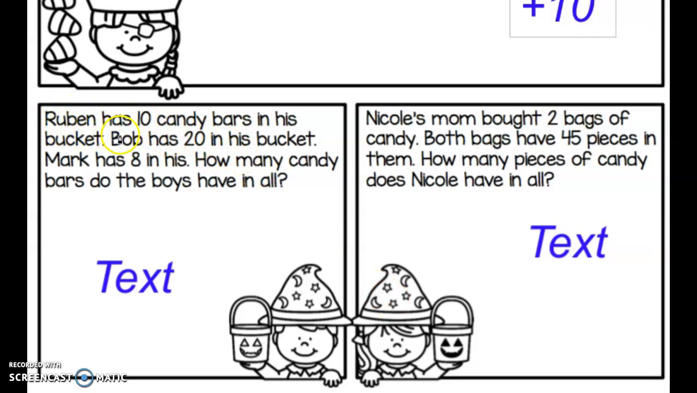And it says Reuben has 10 candy bars in his bucket. Bob has 20 in his bucket. Mark has 8 in his. How many candy bars do the boys have in all? So this one is adding the 3 numbers.